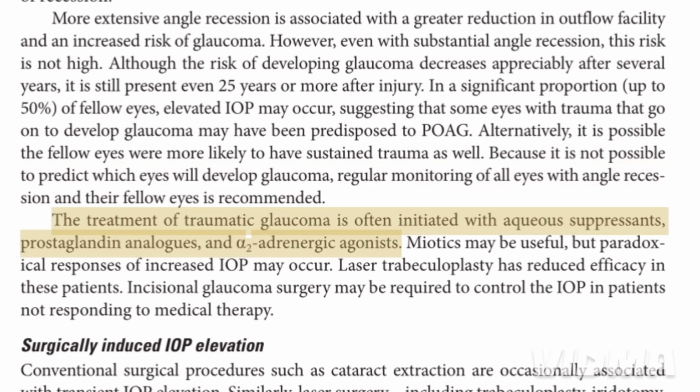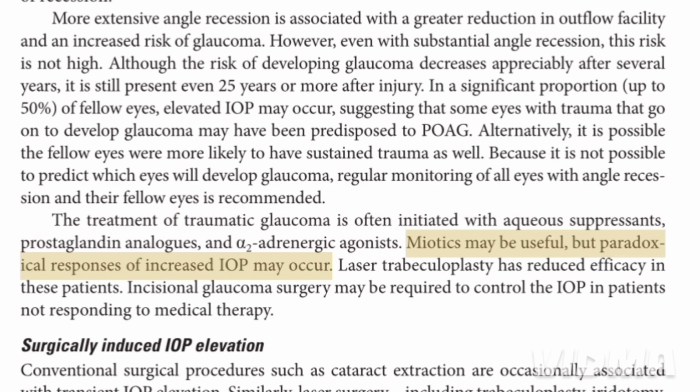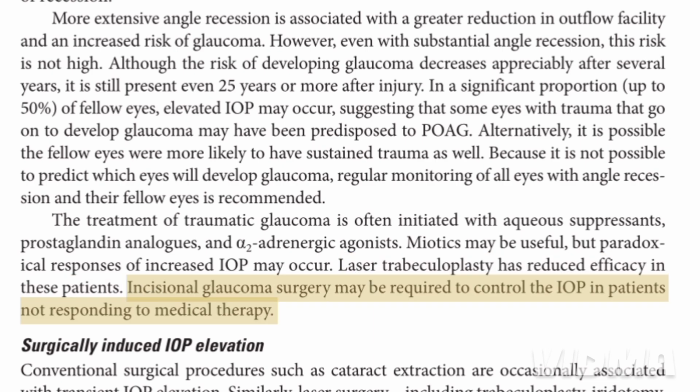The treatment of traumatic glaucoma is often initiated with aqueous suppressants, prostaglandin analogues, and alpha-2 adrenergic agonists. Miotics may be useful, but paradoxical responses of increased IOP may occur. Laser trabeculoplasty has reduced efficacy in these patients. Incisional glaucoma surgery may be required to control the IOP in patients not responding to medical therapy.